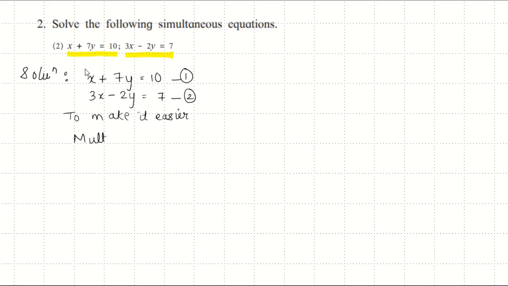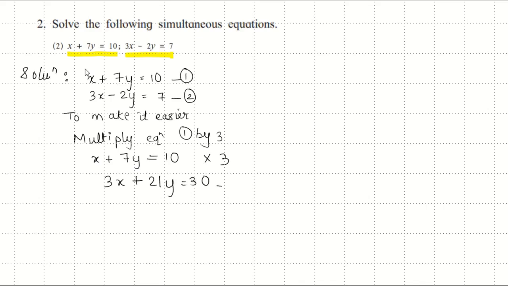So multiply equation 1 by 3. Equation number 1, x + 7y = 10, multiplied by number 3. So x into 3 is 3x, plus 7 into 3, plus into plus, is 21y, is equal to 10 into 3, which is 30. This will be our equation number 3. Here we will subtract equation 2 from 3.